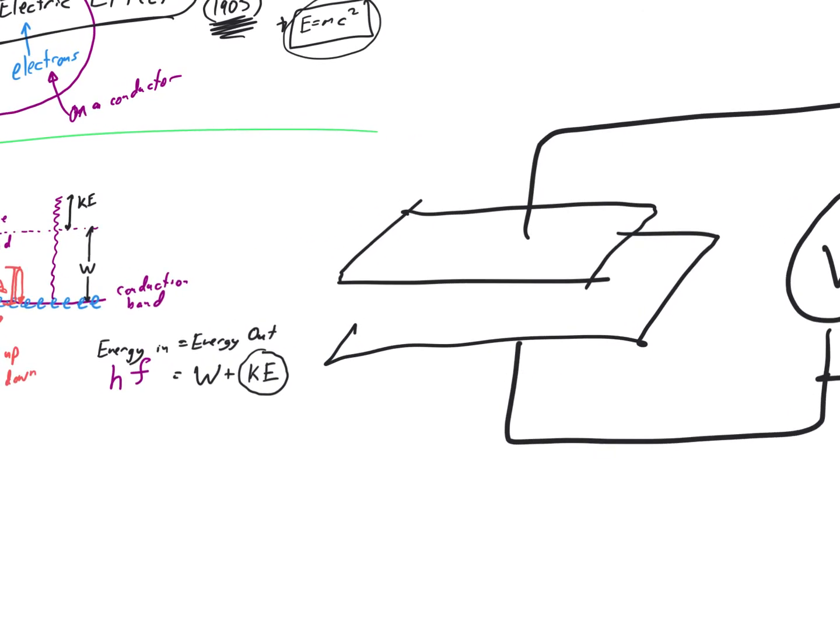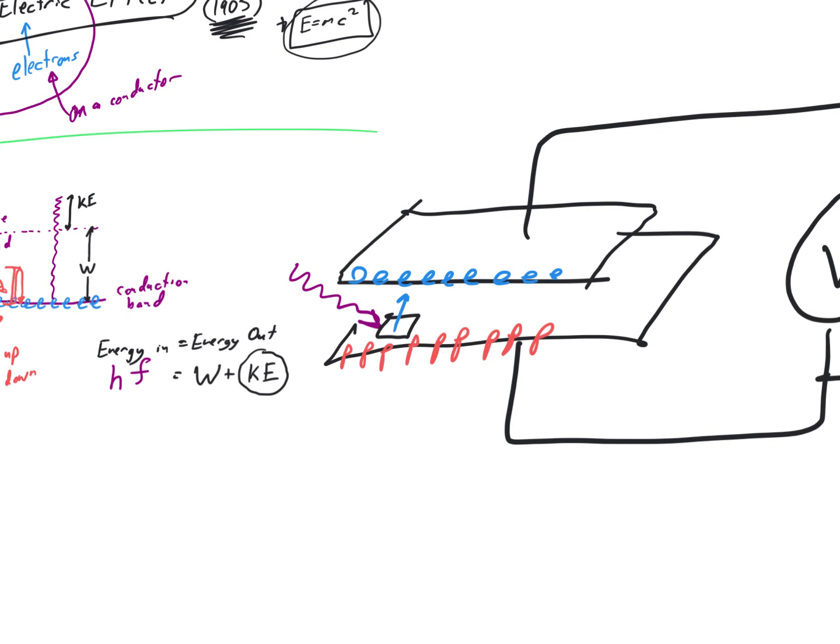You're shining in your purple light. It's causing electrons to jump off of that surface and go to here, which is charging up the capacitor. It's making that side more negative. Well, that means you got lonely protons over here. That's setting up a potential difference.